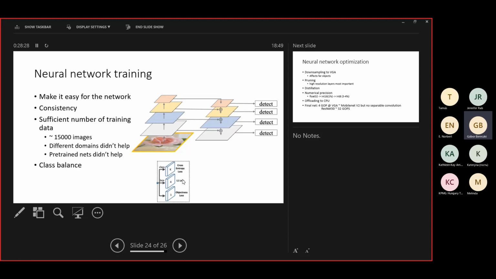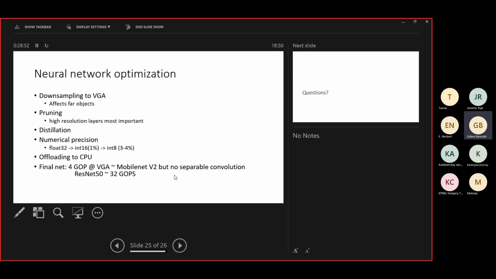Usually the public networks are prepared for challenges like ImageNet or COCO. They have a lot of classes. They have to detect every single thing in the world. We only had to detect the few interesting things on the street, like humans, cars and bicycles. So we could relax this training procedure. Yeah. And there was another problem, the optimization, because we had a very low computational budget.